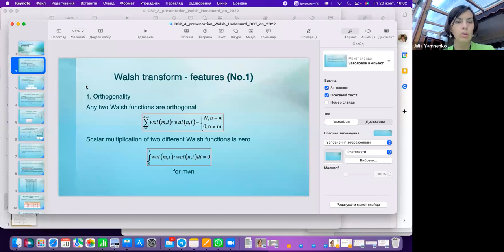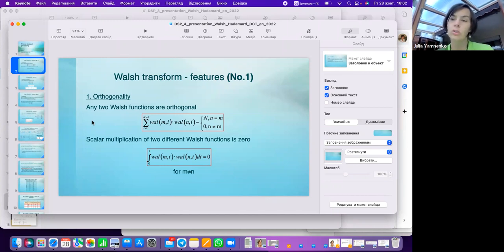Okay, here on the slides, a couple of slides will be about the features of the Walsh transform, about some properties. I would not stop on the details of these properties, just for your information. If you would like to learn more about this, you will be able to do this, because there are a lot of different sources about this method.